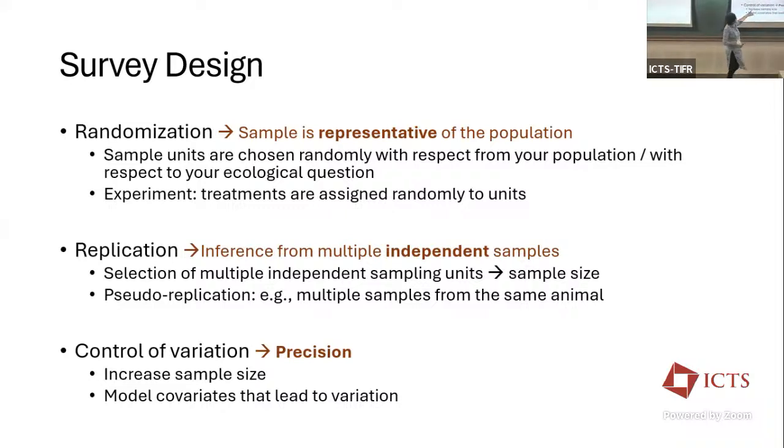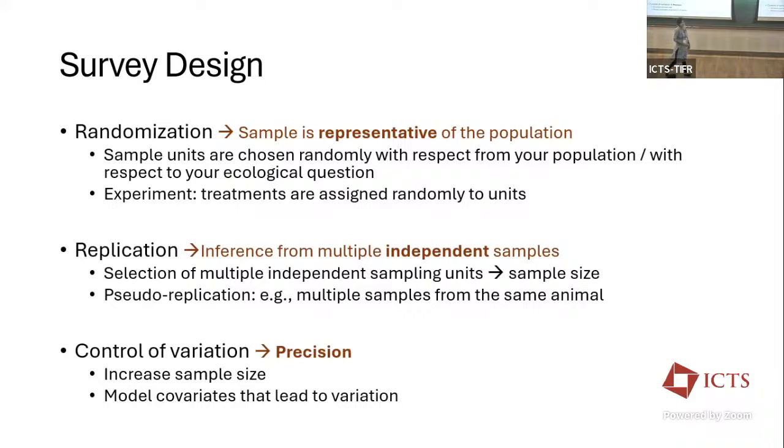And to control your variation, you can increase sample size, but there are also some things that are leading to that variation, right? And some of those things you might be interested in. There may be deer present in one area, not present in an area because of the water. You might be interested in that. So you take that into account as well.